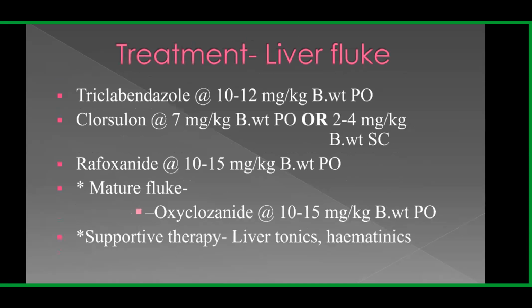So triclabendazole we can give at the dose rate of 10 to 12 milligram per kg body weight orally, or clorsulon can be given at the dose rate of 7 milligram per kg body weight orally, or if we want to give it subcut, the dose rate is 2 to 4 milligram per kg body weight. Rafoxanide is also 10 to 15 milligram per kg body weight orally. If it is a mature fluke, we can treat with oxyclozanide 10 to 15 milligram per kg body weight orally. Supportive therapy, definitely in case of liver fluke, we can go with liver tonics and hematinics.